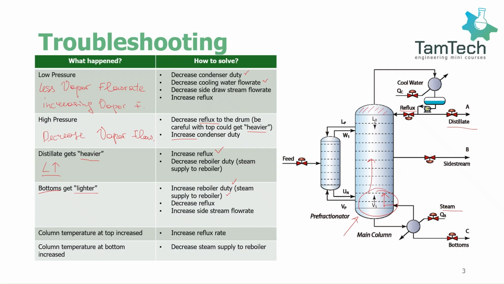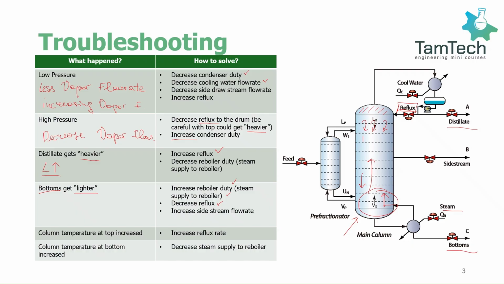Or one problem that gives rise to lighter bottoms is that maybe we have an excess amount of reflux. It means an excess amount of cooling is available in the distillation column, so more light compounds are getting condensed in the top trays, and they go to the bottom of the distillation column, which consequently makes the bottoms lighter. Therefore, we can decrease the amount of reflux to the distillation column.